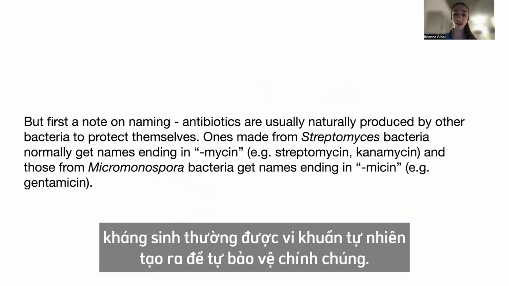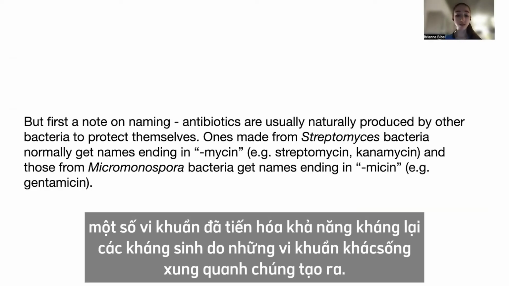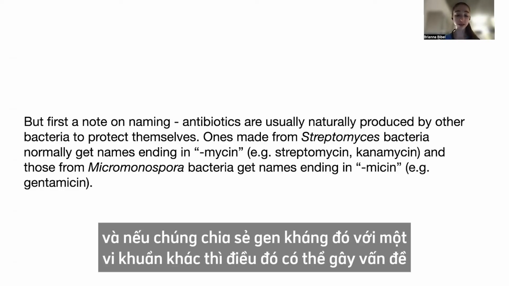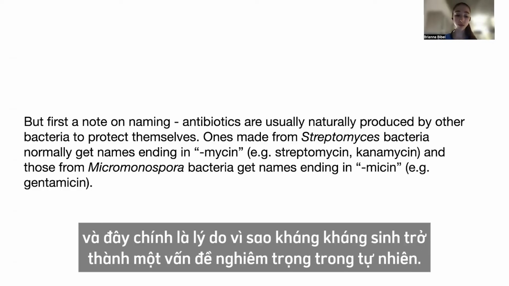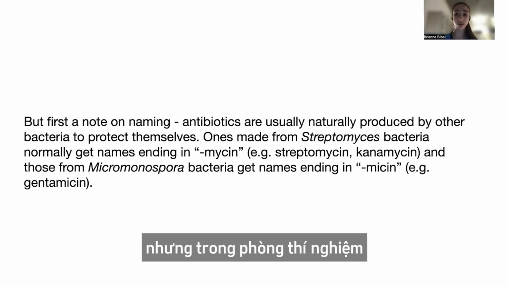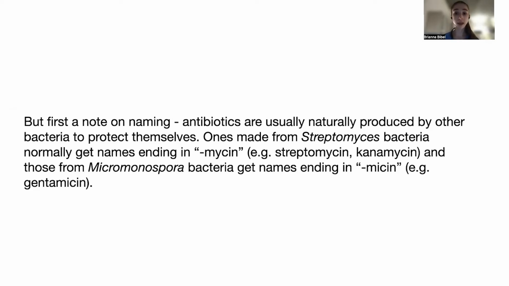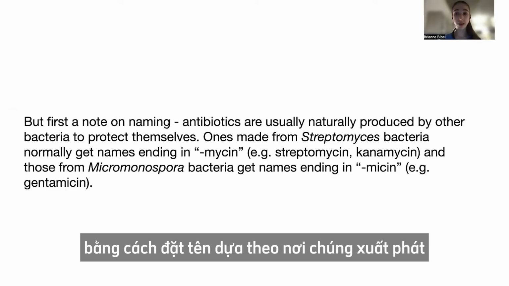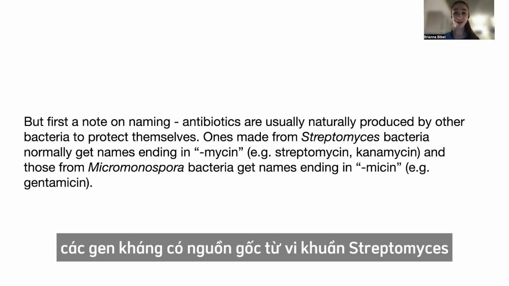So, a note on naming. The antibiotics are usually naturally produced by other bacteria in order to protect themselves. So that's where we get these issues where bacteria can actually share these resistance products with one another, because some of the bacteria have evolved to have resistance to the antibiotics that are produced by bacteria that live around them. And then if they share that resistance gene with another bacteria, well, that can be an issue. But in the lab, we can take advantage of these different genes and use them. And we also give them a little credit by naming them with an homage to where they came from.